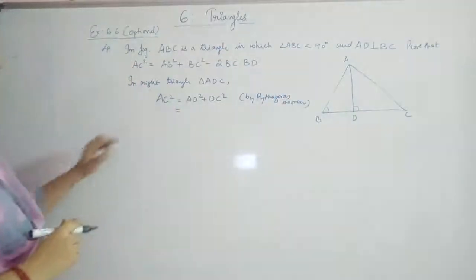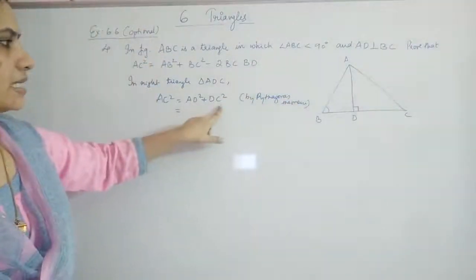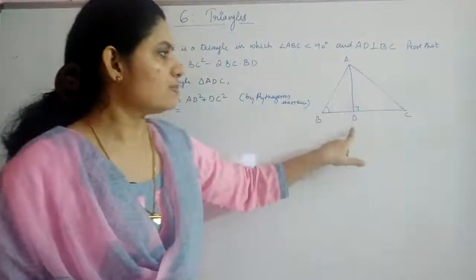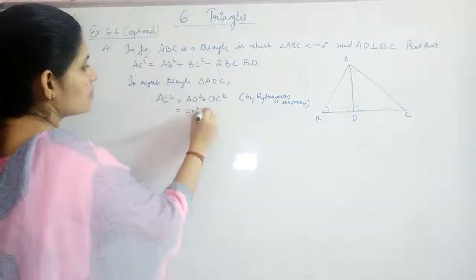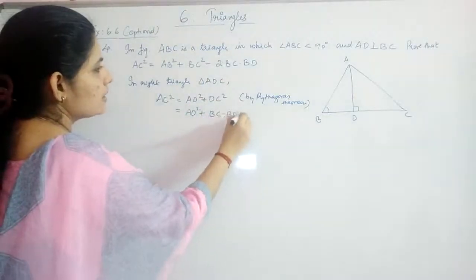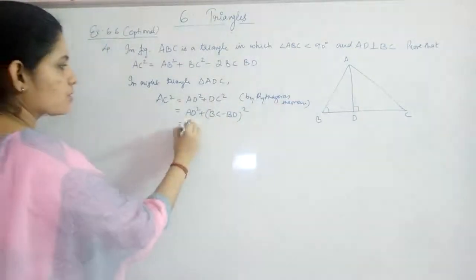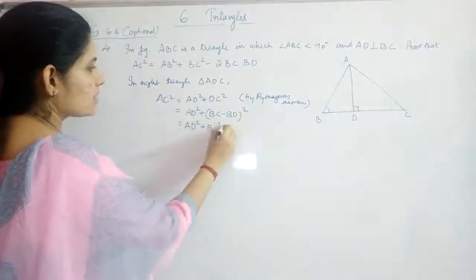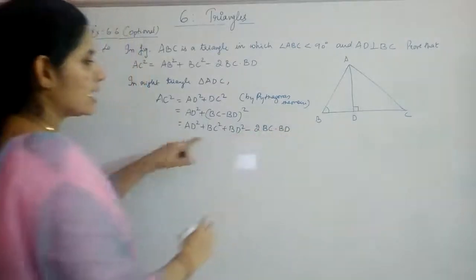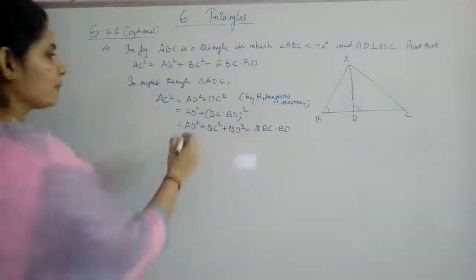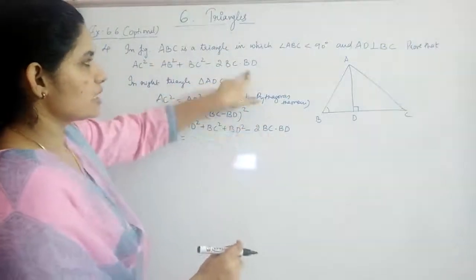Now we will just keep this AD as such and replace DC with BC minus BD, because we need BC and BD here. So AD square plus BC minus BD the whole square. Again, expanding it with A minus B the whole square will give you AD square plus BC square plus BD square minus 2BC into BD. A square plus B square minus 2AB. Now you can just see BC square is there and minus 2BC into BD is also there.